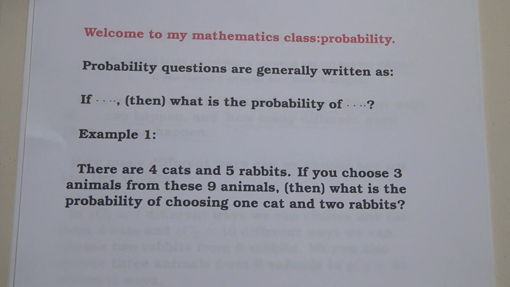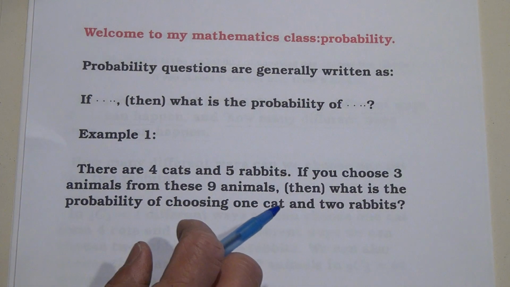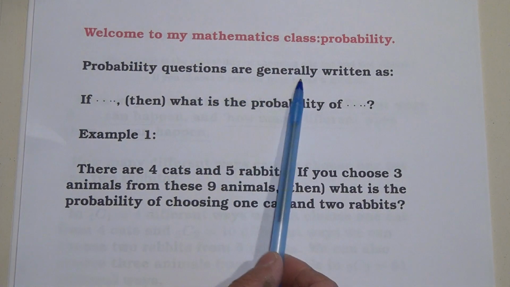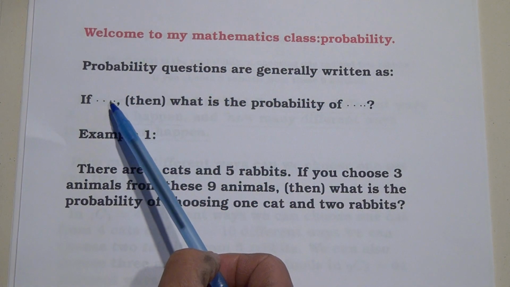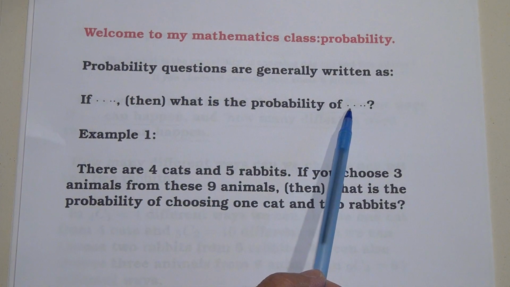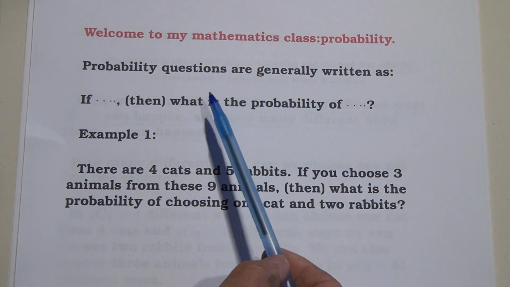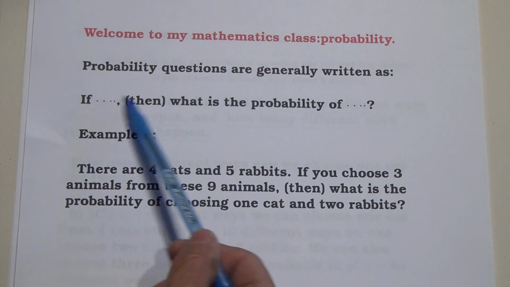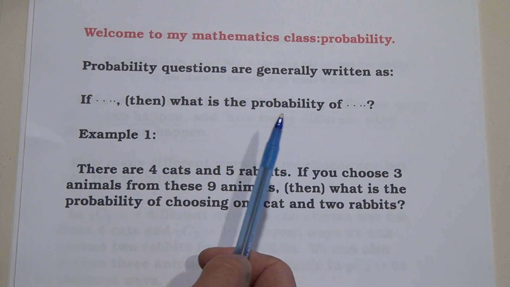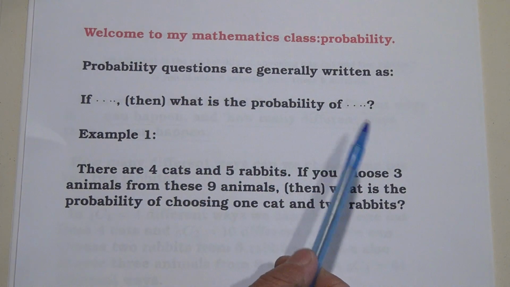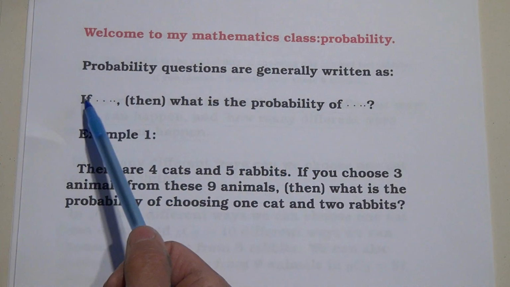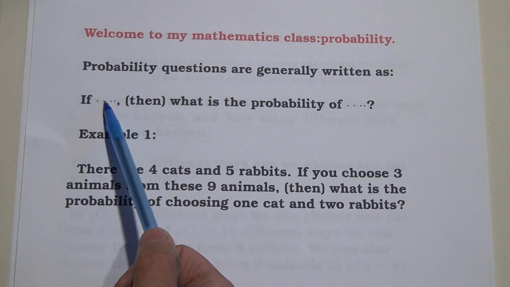Hello everybody. This time we're going to cover probability questions. Probability questions are generally written as: if something statement, then what is the probability of something. Normally written like that. Of course, sometimes before that, they may give you some situation or environment. And you just calculate, then something will be the numerator, and the if statement will be the denominator.